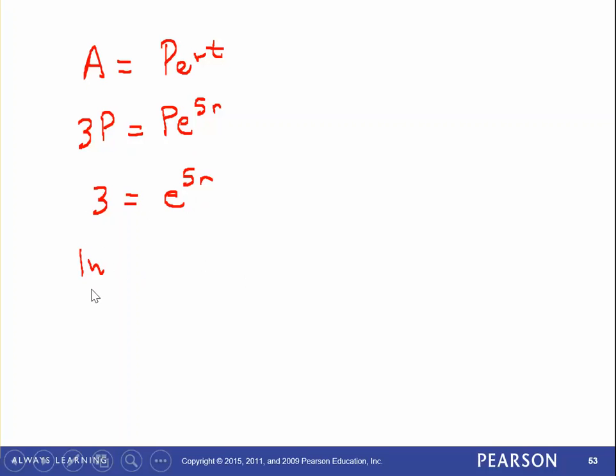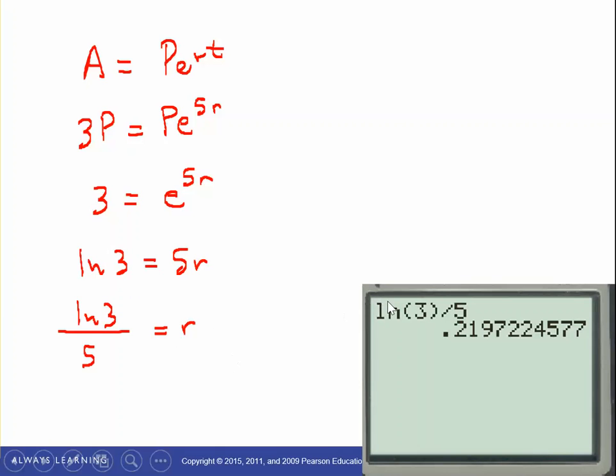So log base e, or ln, of 3 is equal to the exponent, which is 5r. Divide both sides by 5, so how about ln of 3 divided by 5? Now when you have to do it on a calculator at this point, ln of 3 divided by 5 is 0.219722. How about 21.97%? You can say 22% if you like at that point.